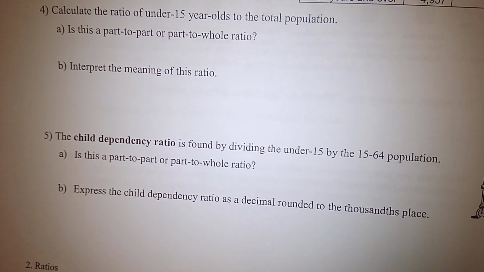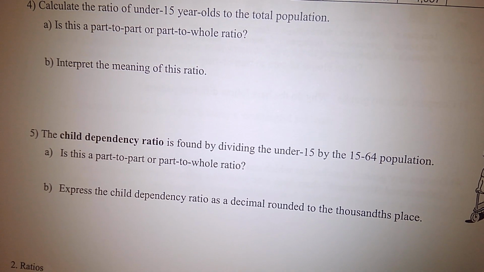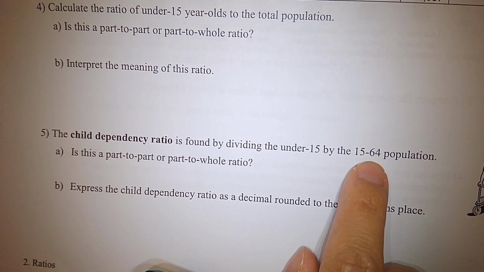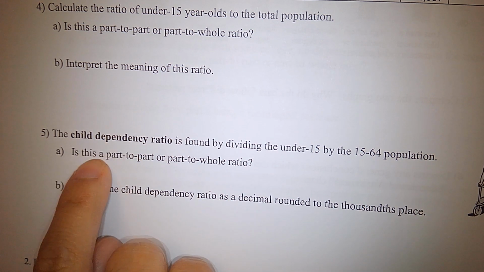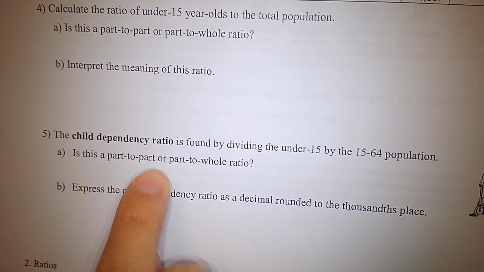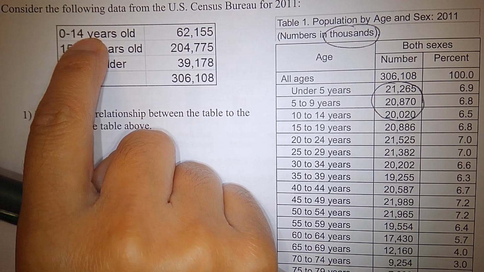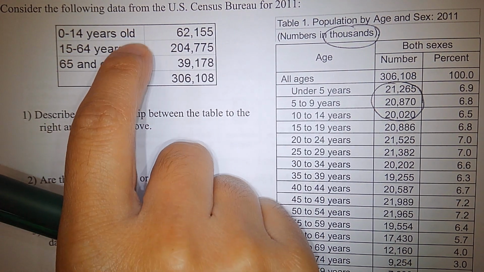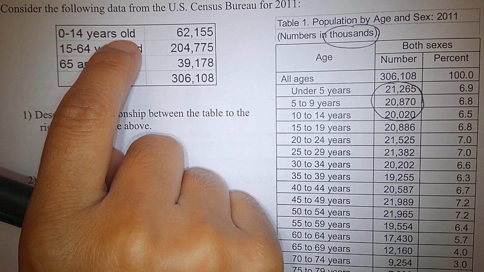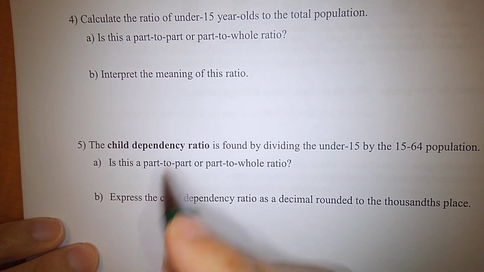Question 5. Child dependency ratio is found by dividing the people under 15 by the 15 to 64 population. Is this part to part or part to whole? What do you think? Part to part. Why part to part? Yeah, under 15 years old and 15 to 64 years old, those are two different categories, right? So they're different. It's not a whole. It's not 40 years and under to the entire population. So this ratio is part to part.